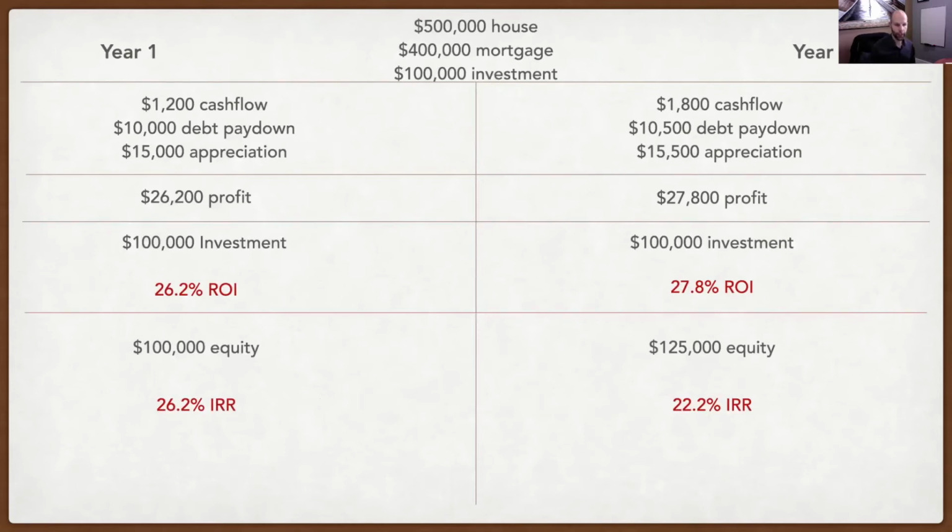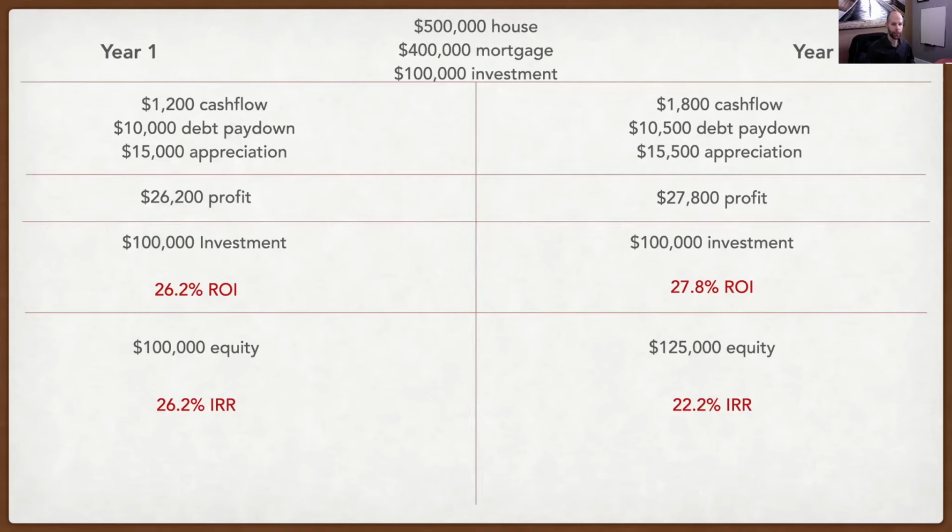So I made this fun little chart here. Hopefully it's pretty basic. This is, again, the hypothetical house of a $500,000 house with a $400,000 mortgage, and you used $100,000 of your money initially to buy that property. These are just rough, quick, easy math numbers. You can see in year one, we're generating $1,200 a year in cash flow. That's $100 a month. That's not a lot, but again, cash flow isn't about getting rich. It's about making sure that you can hold that property and that property is sustainable.